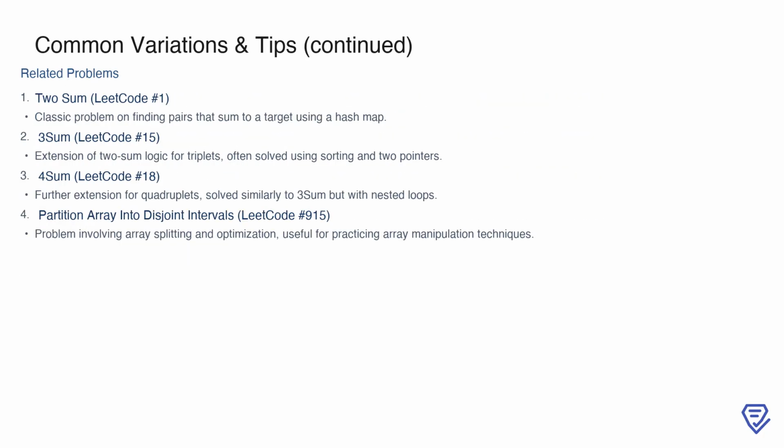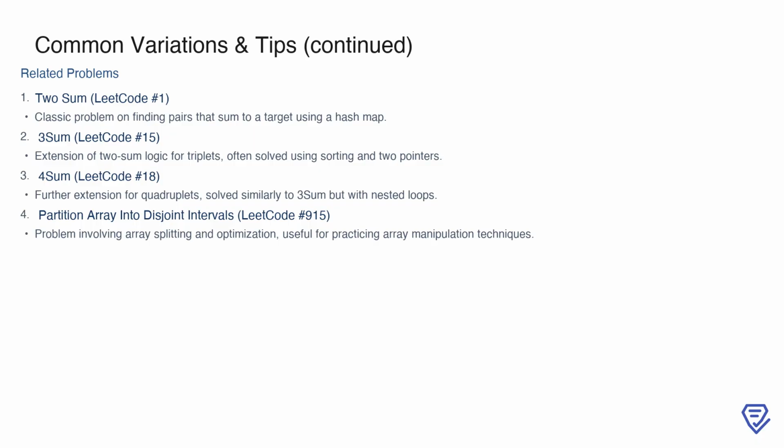This problem is closely related to a number of other classic coding challenges. The most direct connection is with the two-sum problem, LeetCode number 1, which involves finding a pair of numbers that add up to a target value using a hash map. Extending this logic, there's the three-sum problem, LeetCode number 15, where you're working with triplets, typically solved using sorting and two pointers. Similarly, the four-sum problem, LeetCode number 18, builds on this idea to find quadruplets, often requiring nested loops alongside sorting.